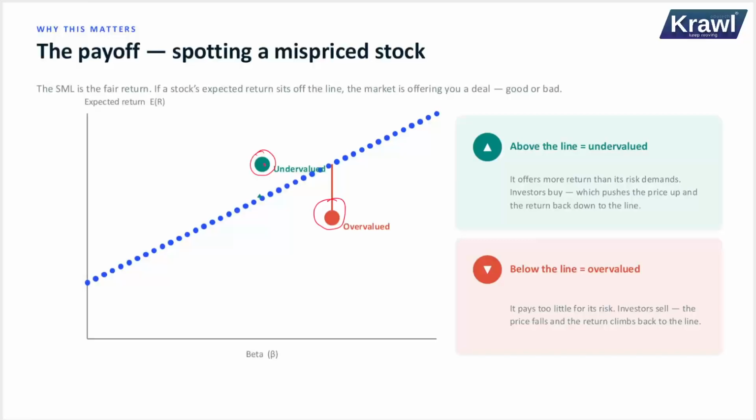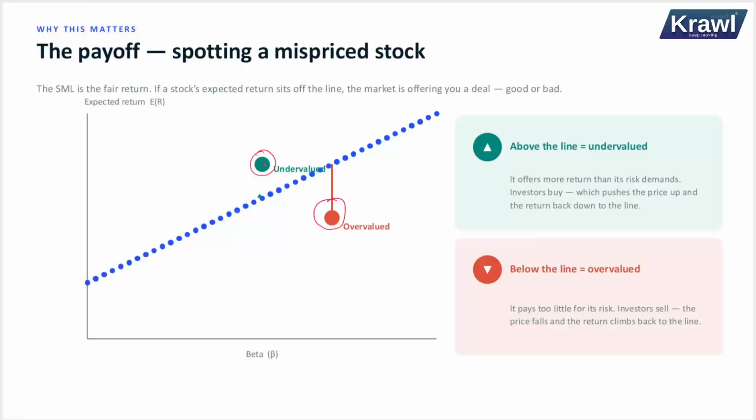If it is above the line, the green dot, this stock offers more return than its risk demands. It's a gift, it is undervalued. And what happens if it is below? Then it is overvalued. So when you look at those stocks which are above, investors put more money on those stocks and buy them. Buying pushes the price up, and as the price rises, the return falls right back down to the line. And that is where each of the stocks is supposed to be mapped.